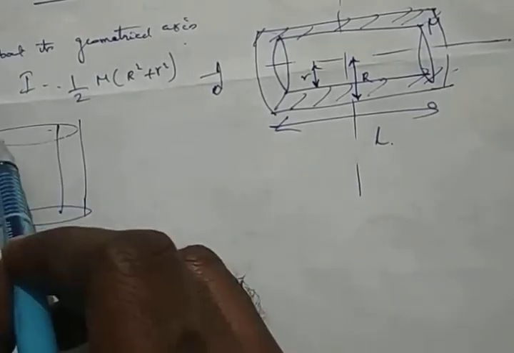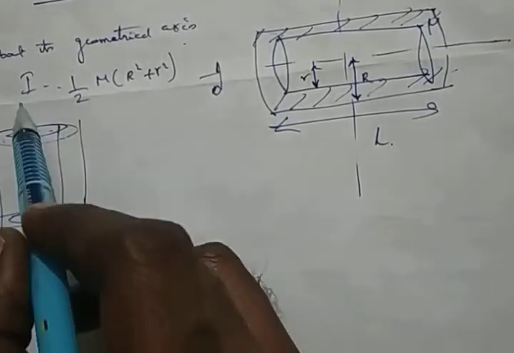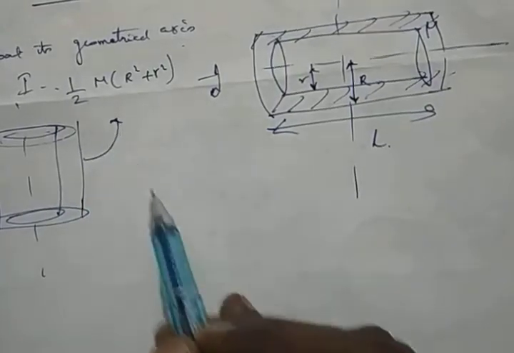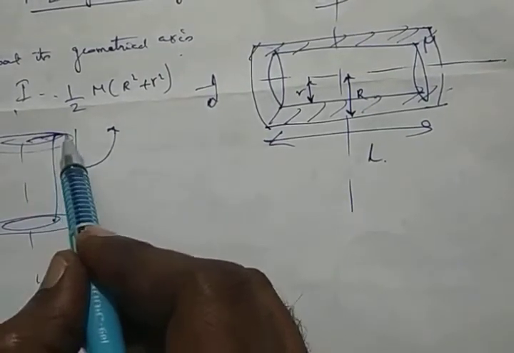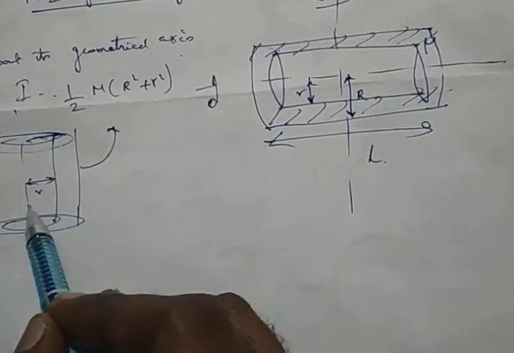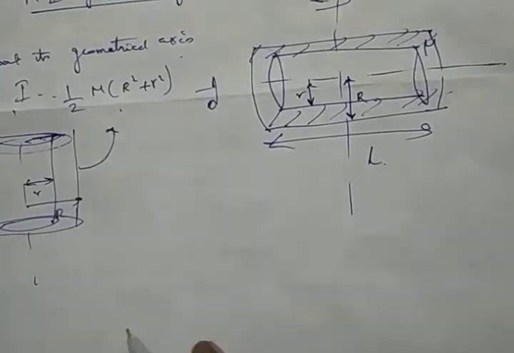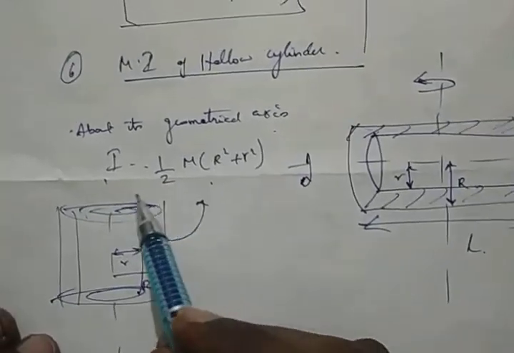It is going to be like this. I think this is what it is. Capital R square, small r square. This is small r, this is capital R. And this formula will be like this along the geometrical axis. This is A part.